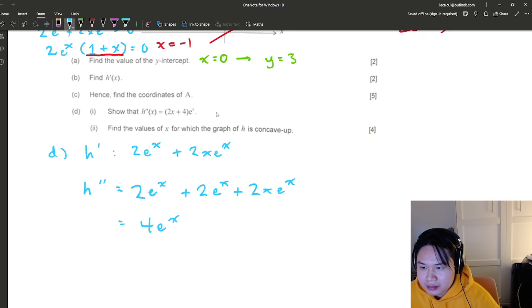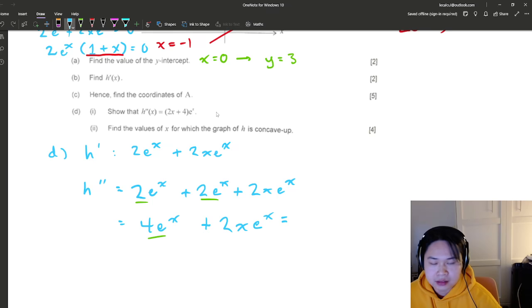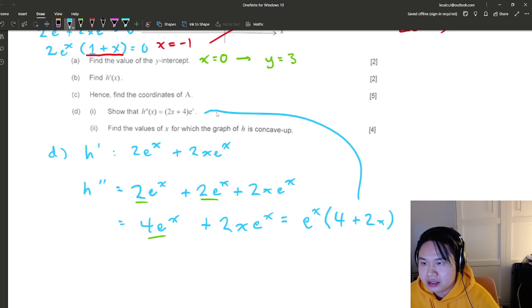I can add these two e to the x's together right here. So these two can add to that. And then they kind of just tell you as a hint, because you know what it's supposed to look like, that you're going to factor out an e to the x. And then I'll get a 4 plus a 2x, and then this is more or less the same thing here.